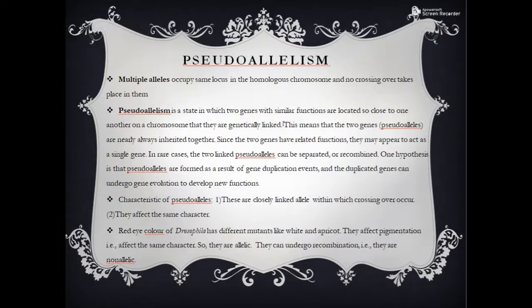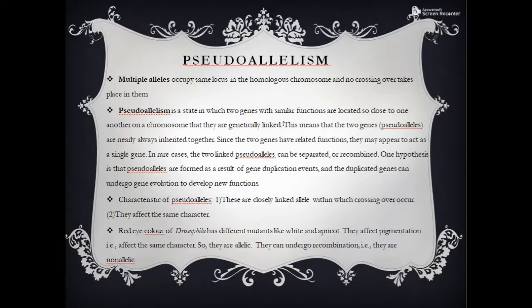It is a state in which two genes with similar functions are located so close to one another on the chromosome that they are genetically linked and are nearly inherited together. But sometimes, rarely, they would also recombine. One hypothesis is that pseudoalleles are formed as a result of gene duplication events, and duplicated genes can undergo gene evolution to develop new functions.